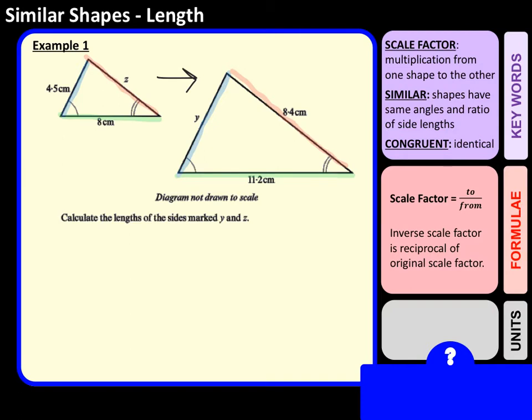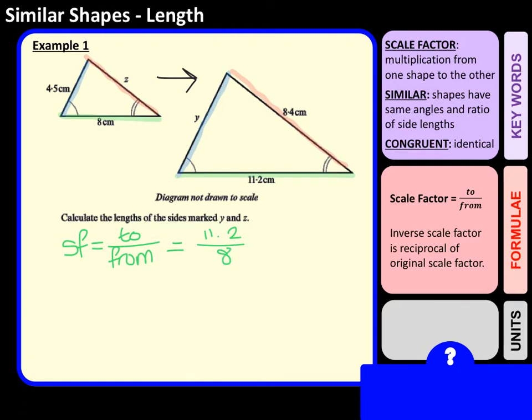I've then got to work out which side I can use to find the scale factor. So is it the green side, is it the blue side, or is it the red side? And of course I need to know the measurement for both shapes on the side that I pick. So blue is no good, I've only got one measurement. Red is no good, only one measurement, but I have got both measurements here on the green. So using that green side, I'm going to calculate my scale factor, which is 2 over from. So I'm going 2, the larger shape, 11.2, from the smaller shape, which is 8.